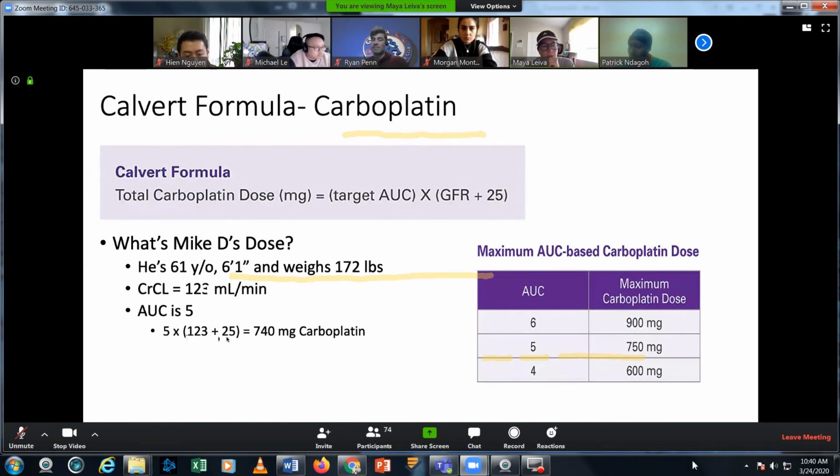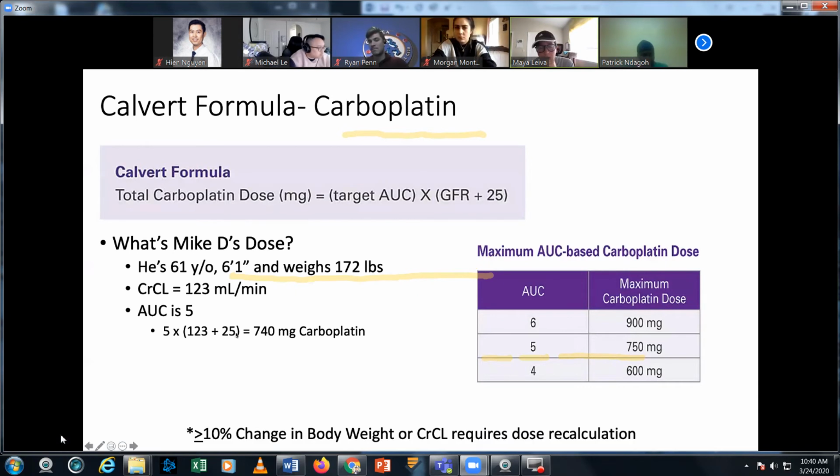So we're going to use the Calvert formula, which is the creatinine clearance plus 25, which is just a fixed factor that you always add, times 5. And for this patient, we'll give him 740 milligrams of carboplatin. And just so you know, in most institutions, if a patient has a change in body weight or creatinine clearance that's equal to or more than 10%, that usually means we have to recalculate their dose. Because we want to make sure that we're not giving somebody too much or too little of a dose as well.